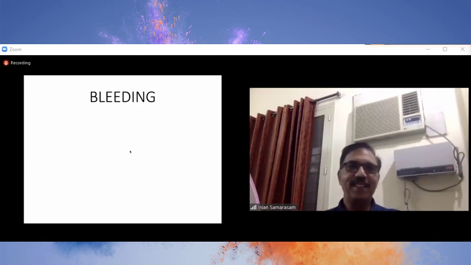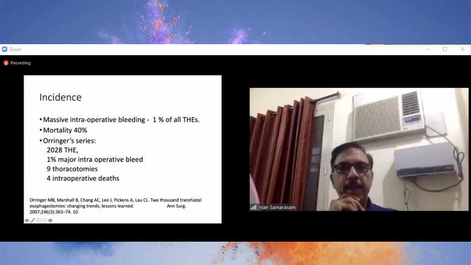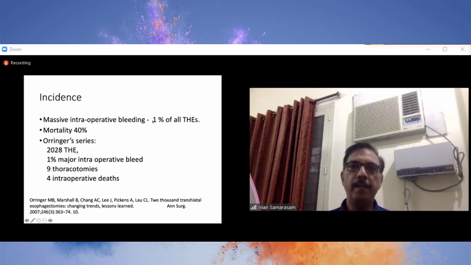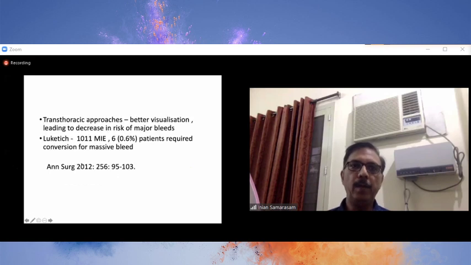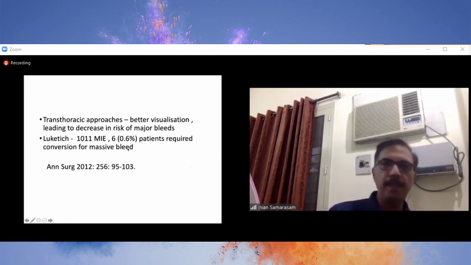Okay, sir. So the next one is bleeding. Bleeding basically can happen in both minimally invasive and open surgery. This is the Oringa series. Basically, very impressive results, 1% major bleeding. And if you look at the minimally invasive technique, this is a Lukitic group where they've reported about 0.6% who had major bleeds during surgery.